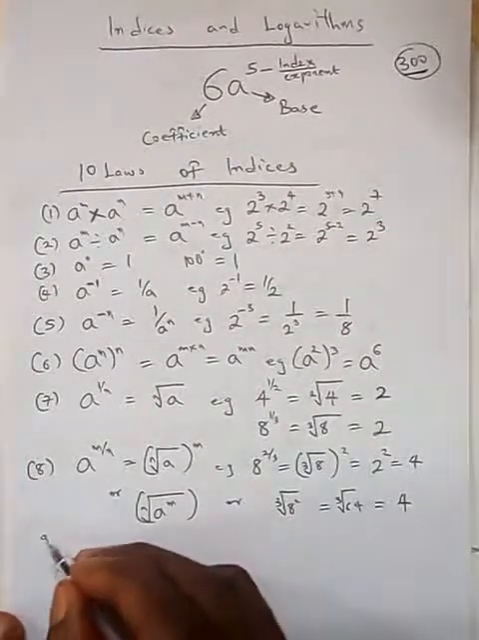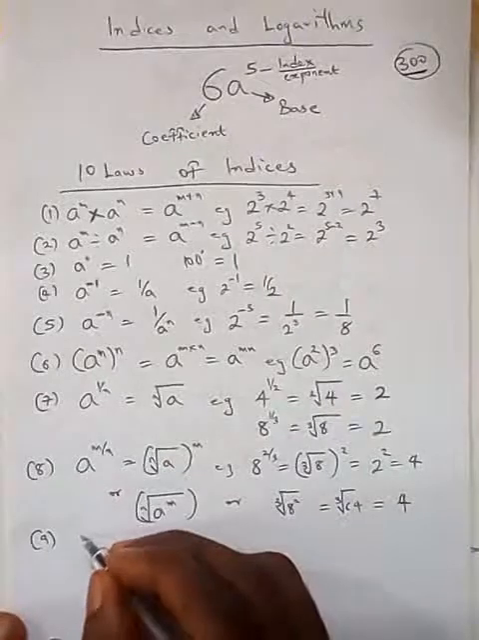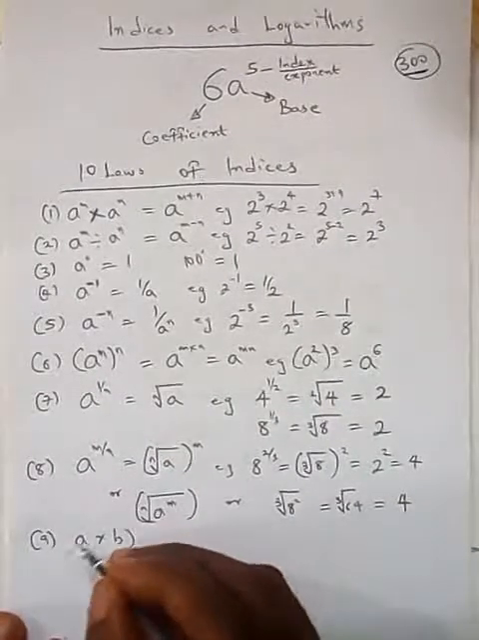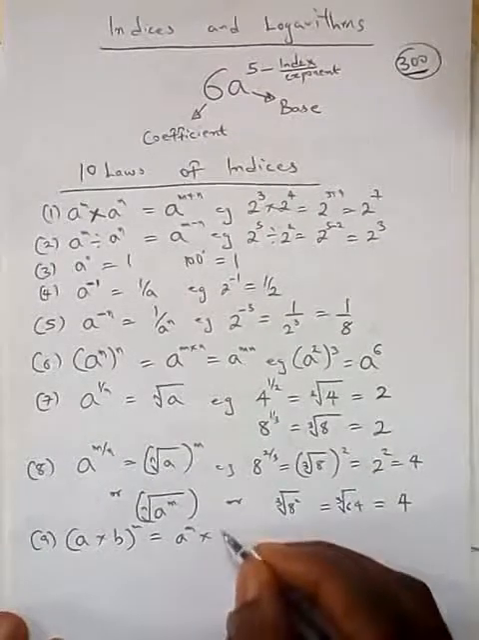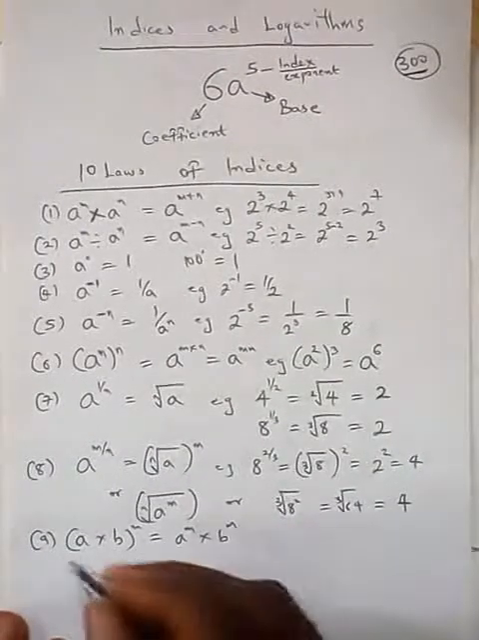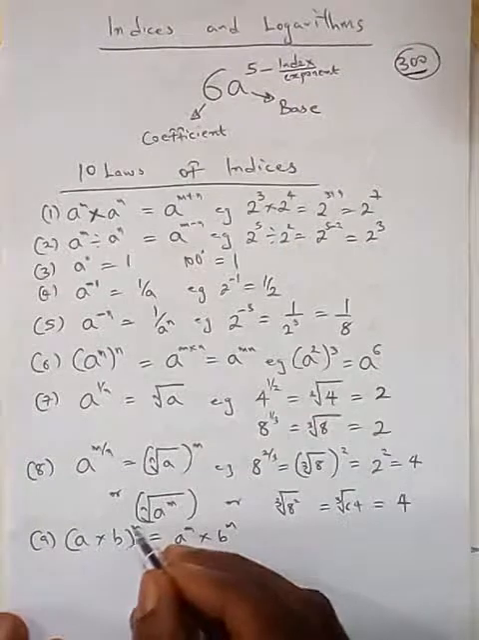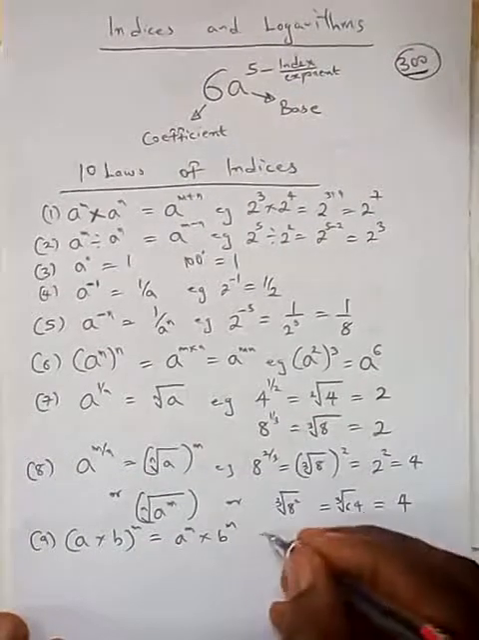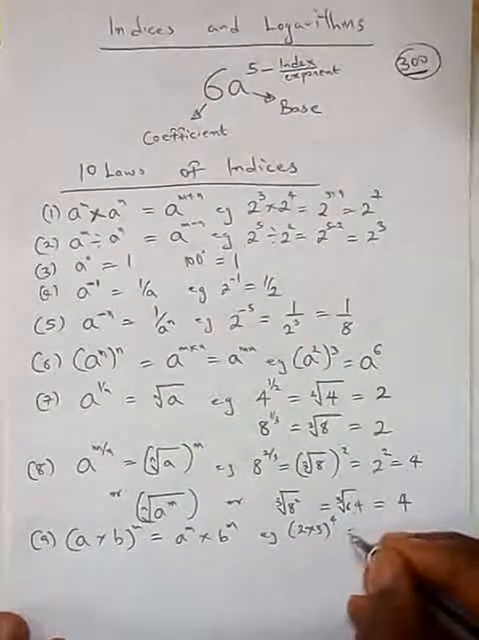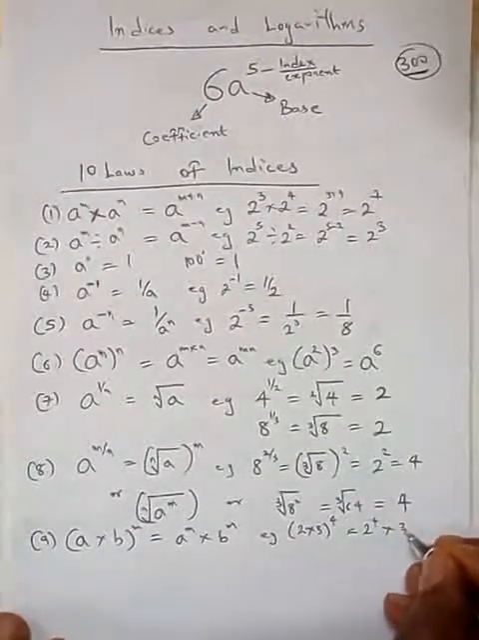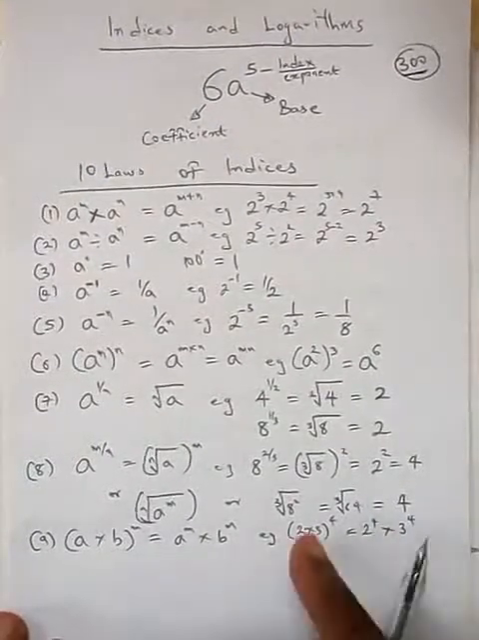Number 9, a times b raised to power m is a raised to power m times b raised to power m. You can split this power into a and b. E.g., 2 times 3 raised to power 4 is 2 raised to power 4 times 3 raised to power 4. If you do this and do this, you get the same thing.